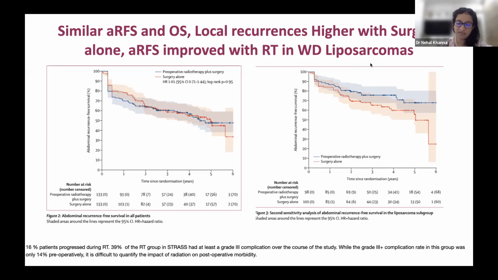So I would say that it's like exclusion. Certain cases I would not want to consider RT. For example, a leiomyosarcoma, I would not want to consider RT.